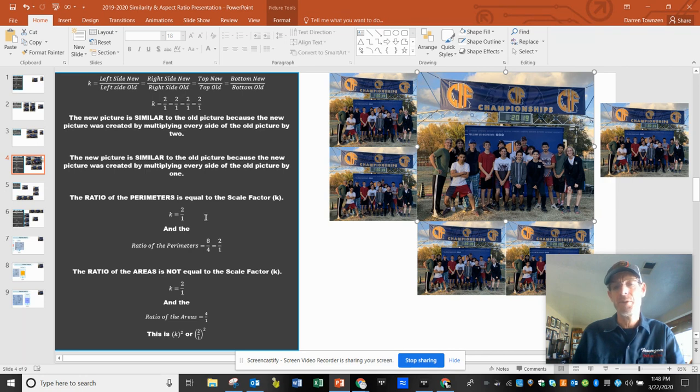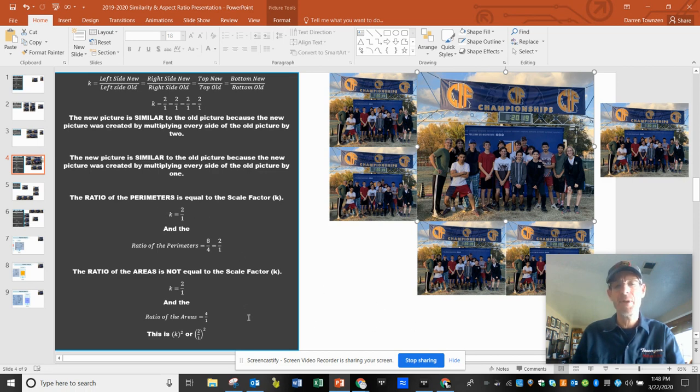Now we need to look at the perimeters. If I was going to find the perimeter of the original picture, I could say that it's 1, 2, 3, 4. The perimeter of the new picture is 1 picture tall, 2 pictures tall, 3, 4, and then there would be 5, 6, 7, 8. So the original picture had a perimeter of 4, and the new picture has a perimeter of 8. So the ratio of the perimeters is 2 to 1, which is the same as the scale factor.